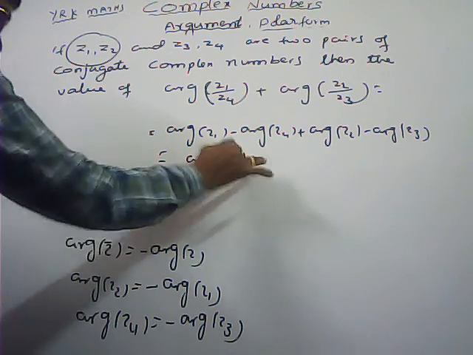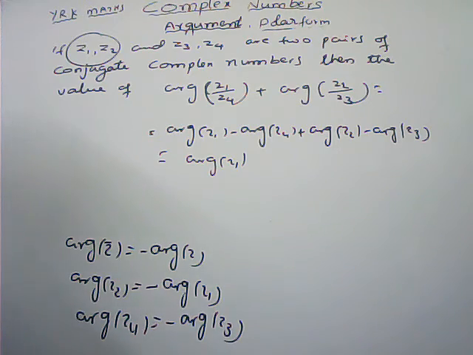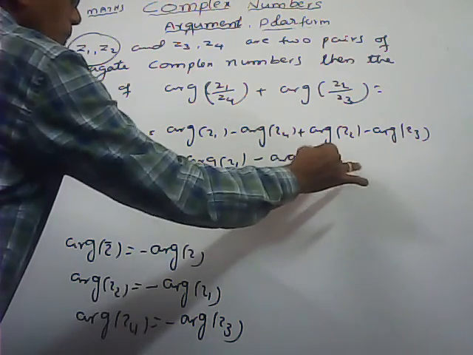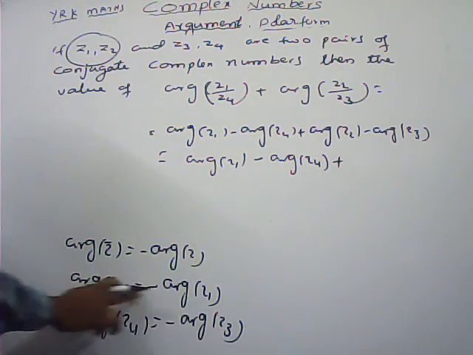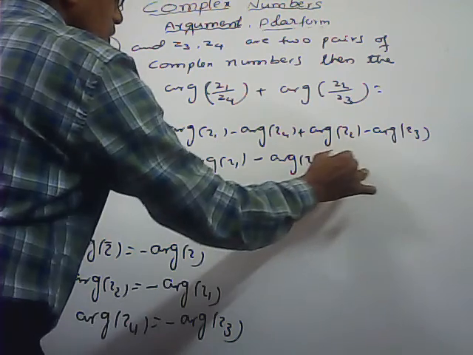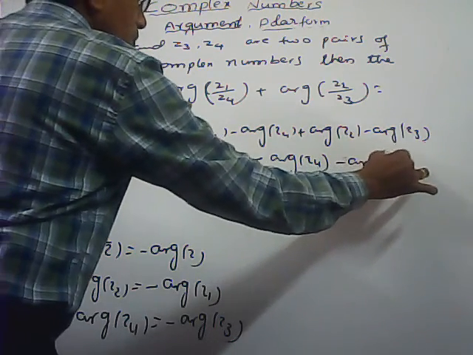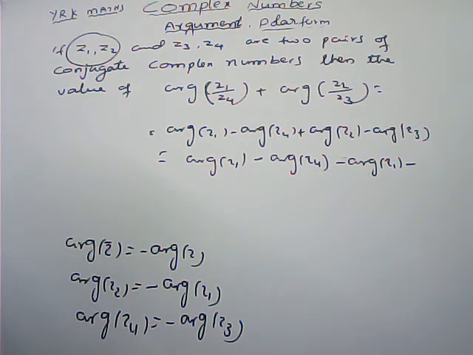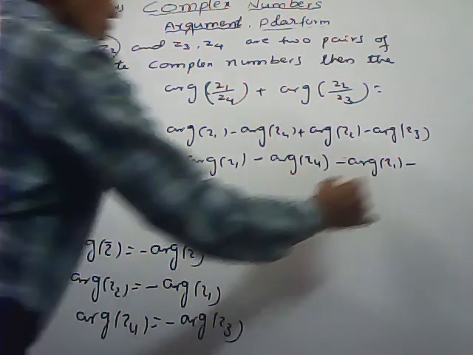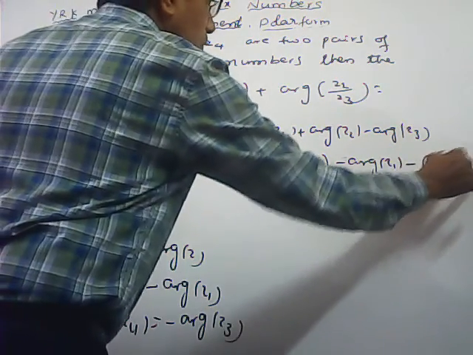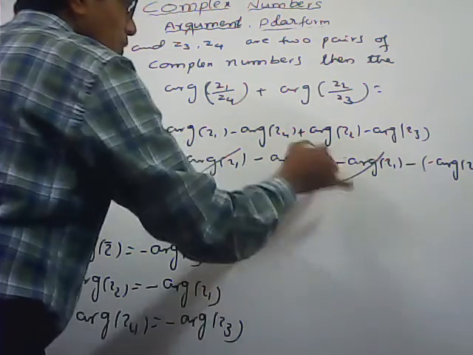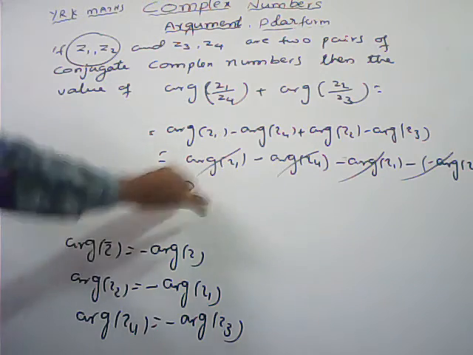Argument of Z1 minus argument of Z4 plus argument of Z2, that is equal to minus argument of Z1, minus argument of Z3, that is minus argument of Z4 minus argument of Z4. Here these two get cancelled, here minus, this is plus, these two get cancelled, overall 0.